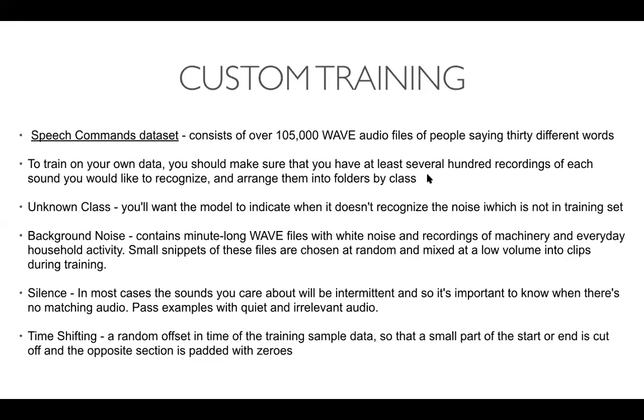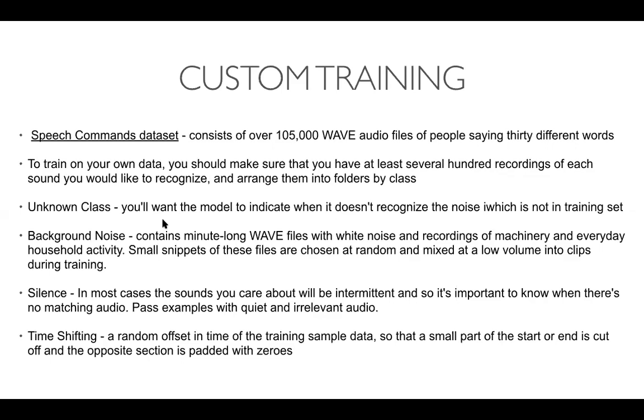class. Now you have to take care of a few other things, like the unknown class. You will want the model to indicate when it doesn't recognize a noise which is not in the training set. So that's why in your training set, you need to add some. For example, if you want to classify 5 different animal sounds, you need to add a 6th class consisting of any other sounds which don't belong to those animal sounds. This class will tell your model to classify a new sound as the unknown class if it thinks it's not present in the training set.